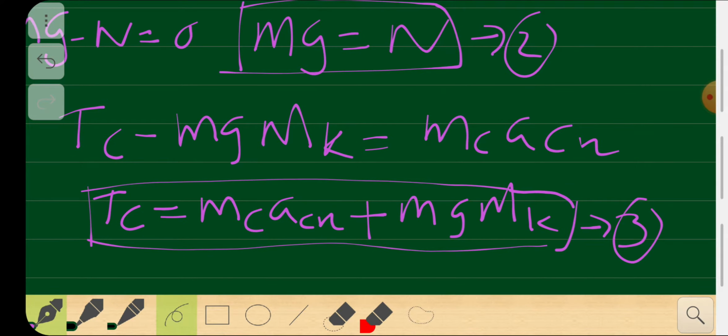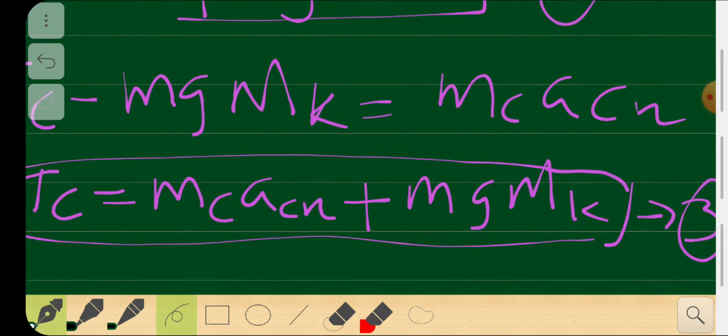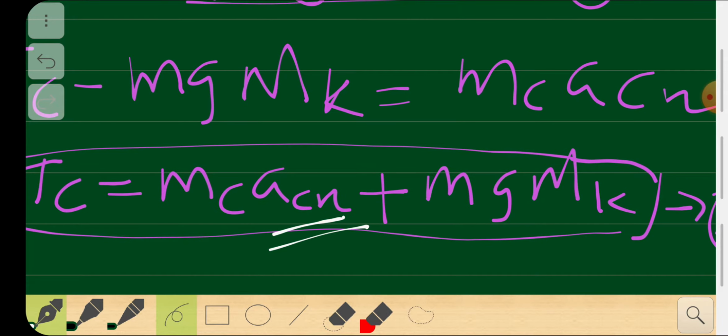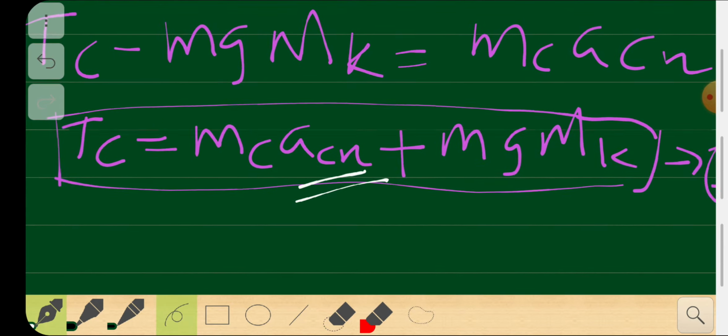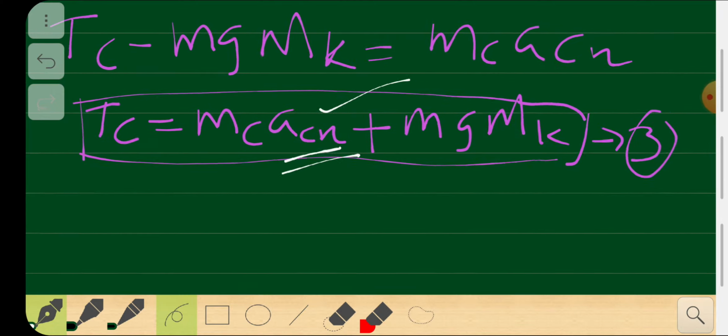Okay, equation 3. Now, what is the problem? I have found out the tension in the string, but there is a problem here. I don't know what acx is. I don't know what that value is. So tension cannot be determined without knowing acx. So acx has to be found out. That's the one missing factor here.